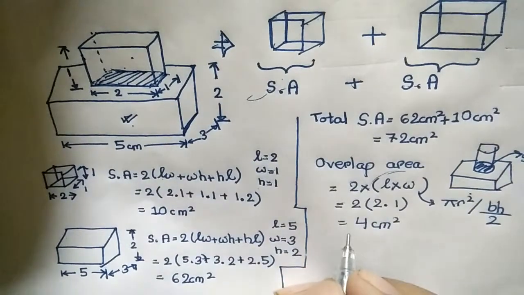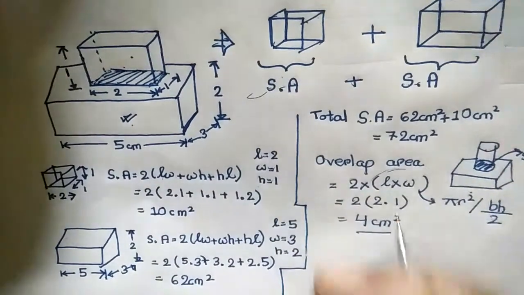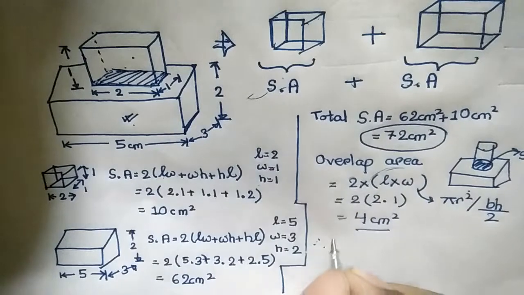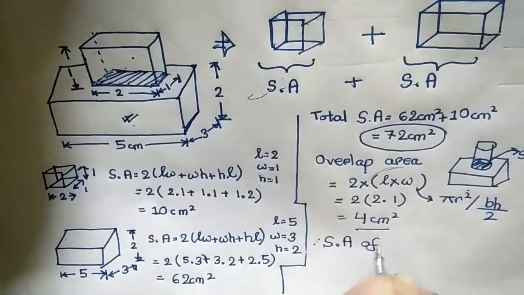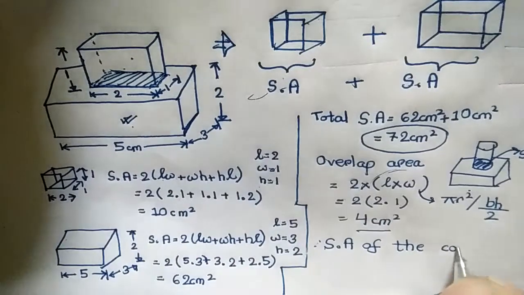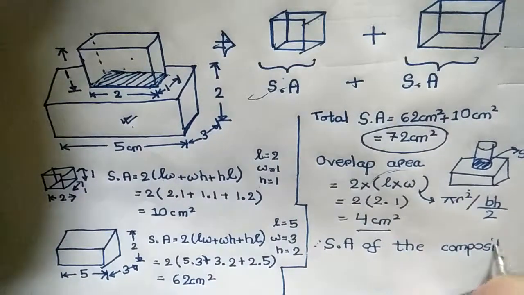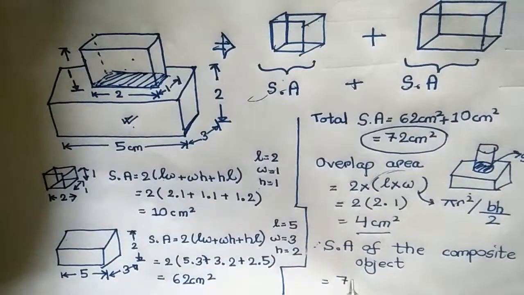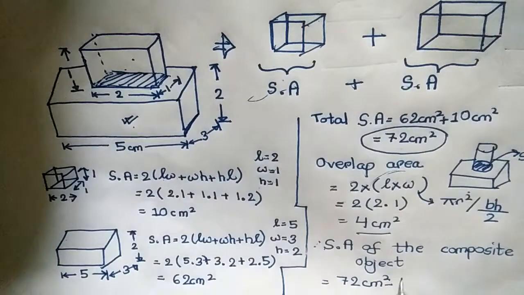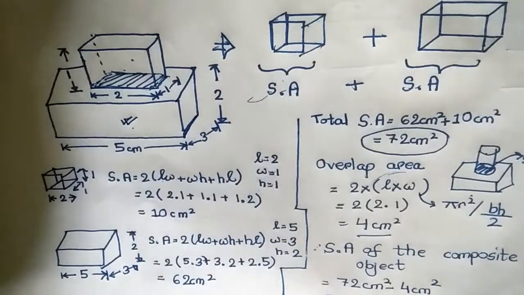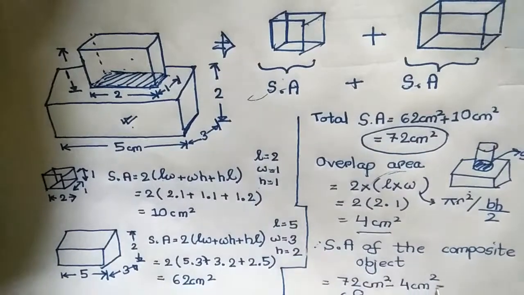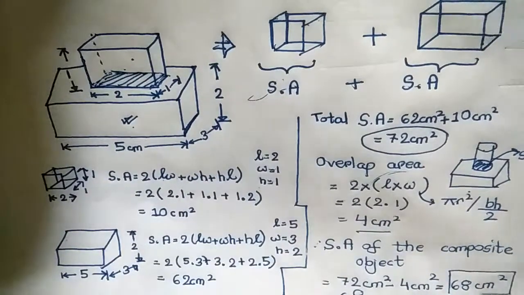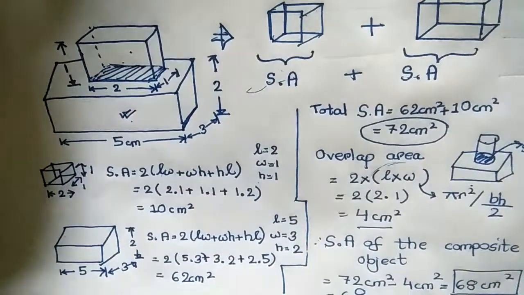Our final job is to subtract the overlapping area from the total surface area that we have found. It is very simple, and this will give us the total surface area of the composite object. We can write it as 72 centimeters square minus 4 centimeters square equals 68 centimeters square. So this is how you can calculate the surface area of a composite object.